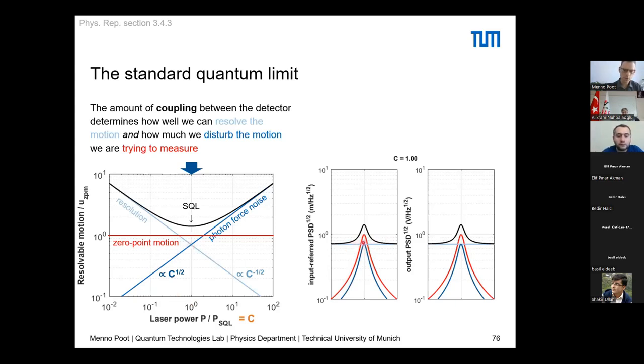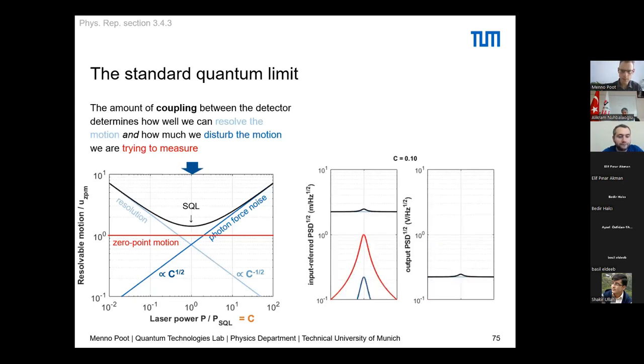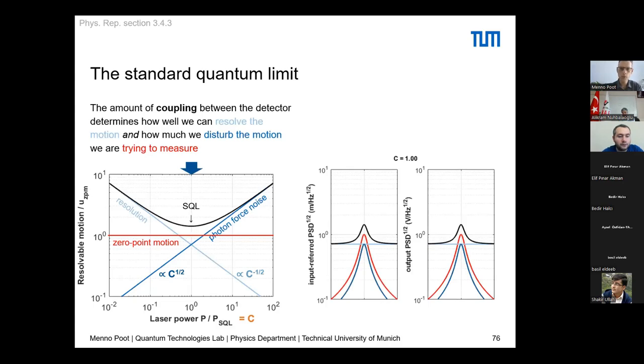But still, the unwanted motion, the back action induced motion, is still smaller than the zero-point motion that we're trying to measure, but at least it becomes comparable. And now when we look at the output over here, you see that the output is now larger. And that's, of course, because we have increased the laser power, increasing both the signal as well as the total noise.